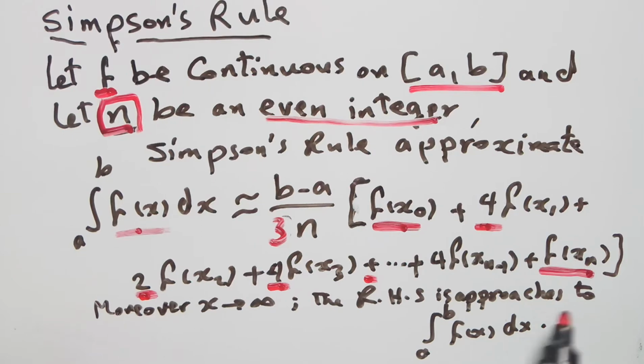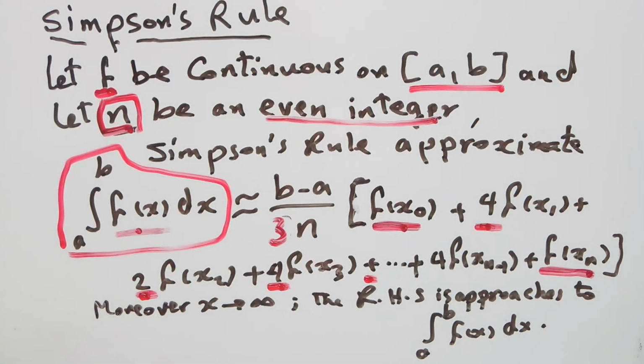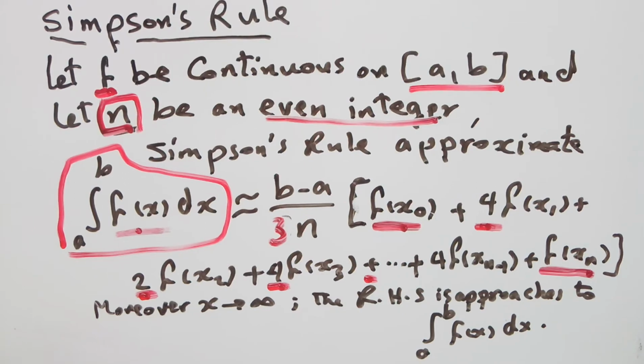And moreover, as n approaches infinity, the right hand side, which is this value, approaches the definite integral for this function, or the right hand side approaches the value of the left hand side. How to apply this theorem?